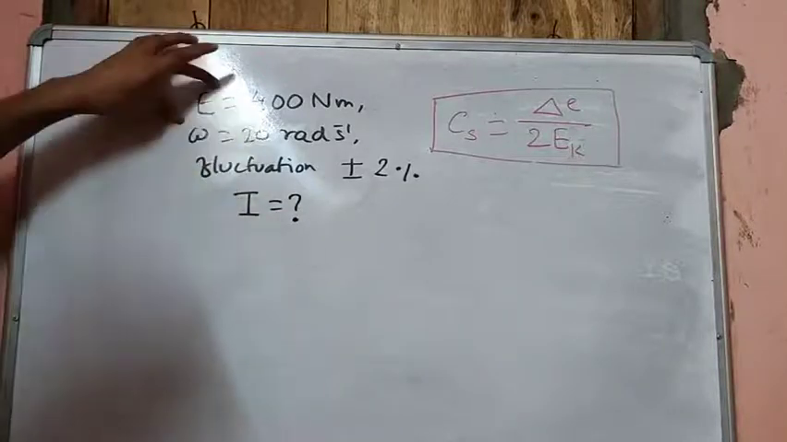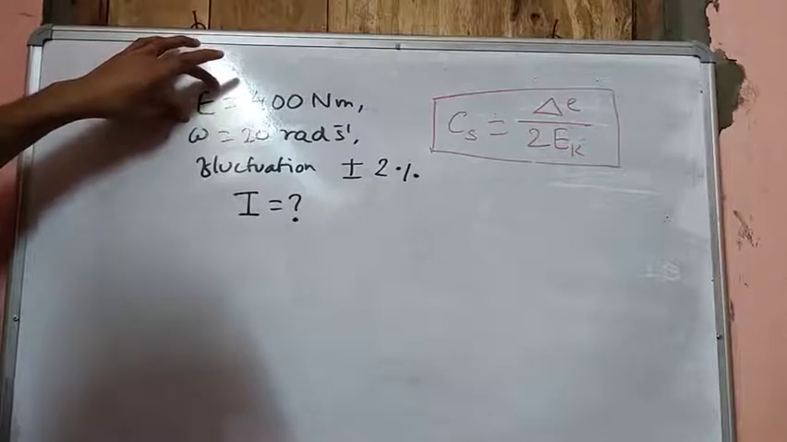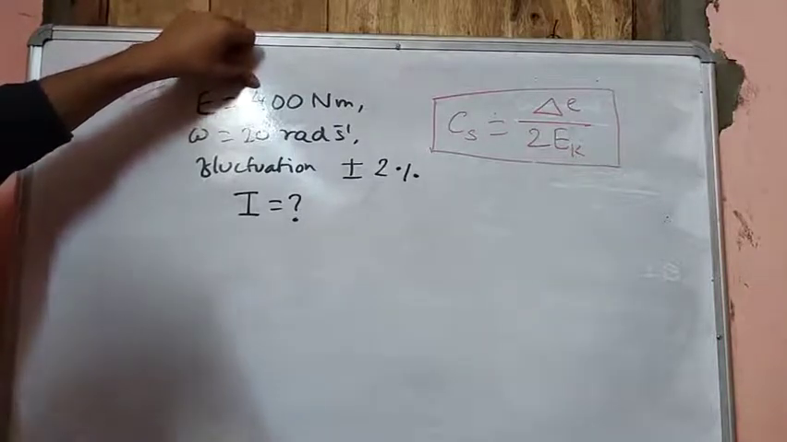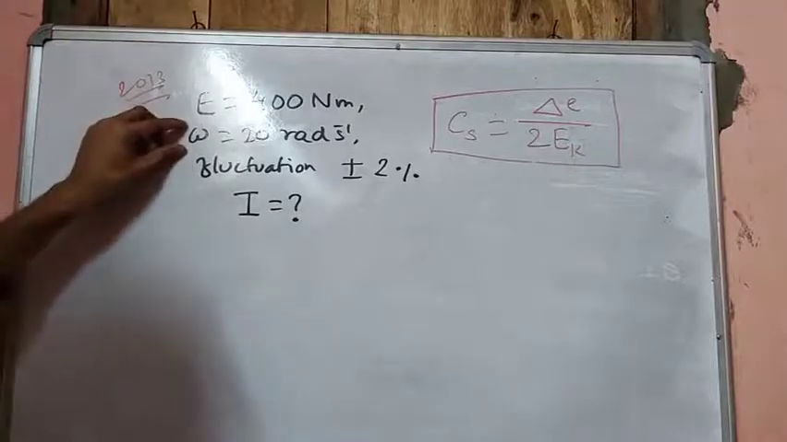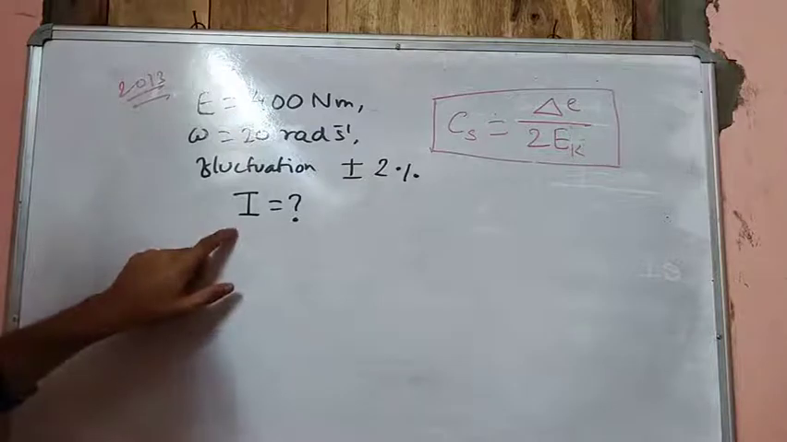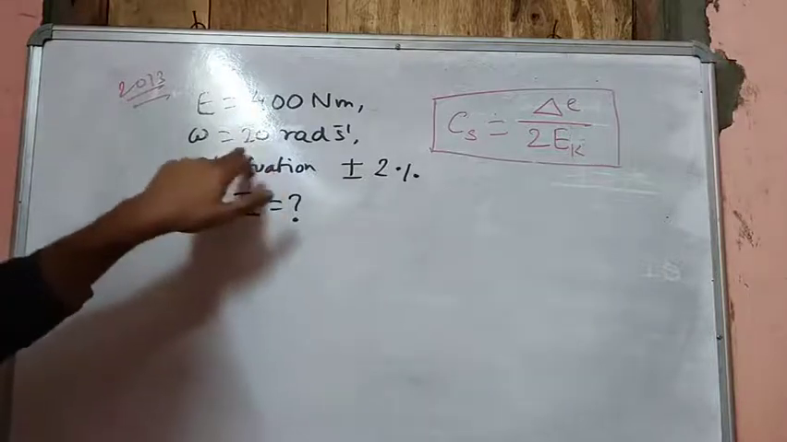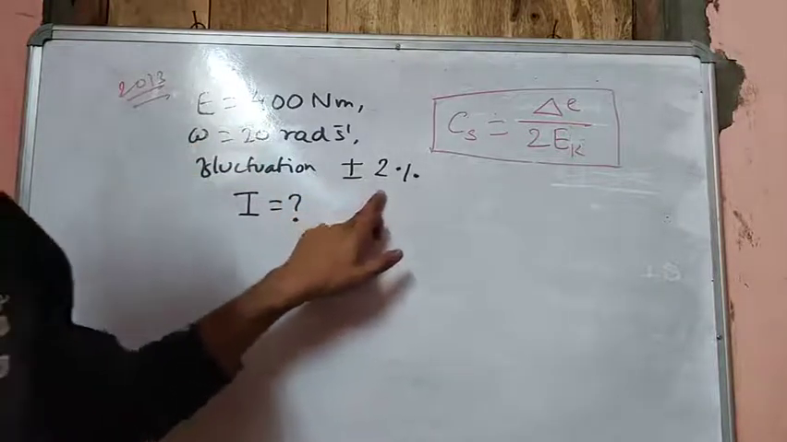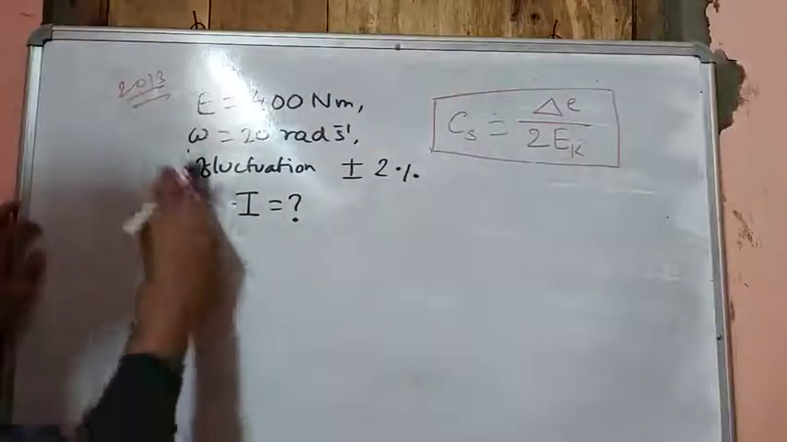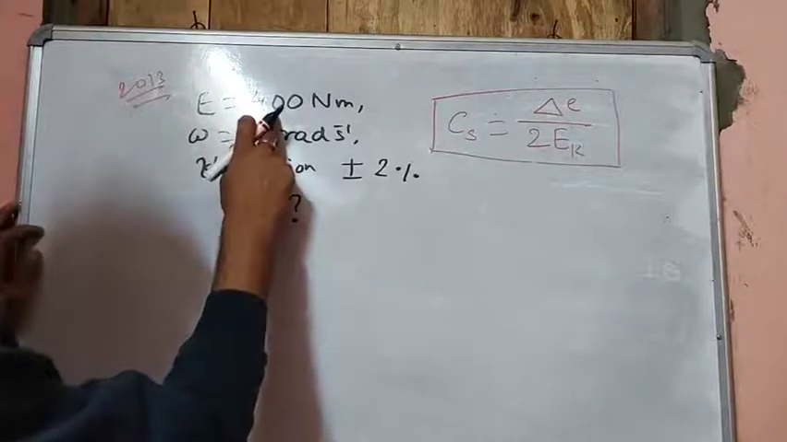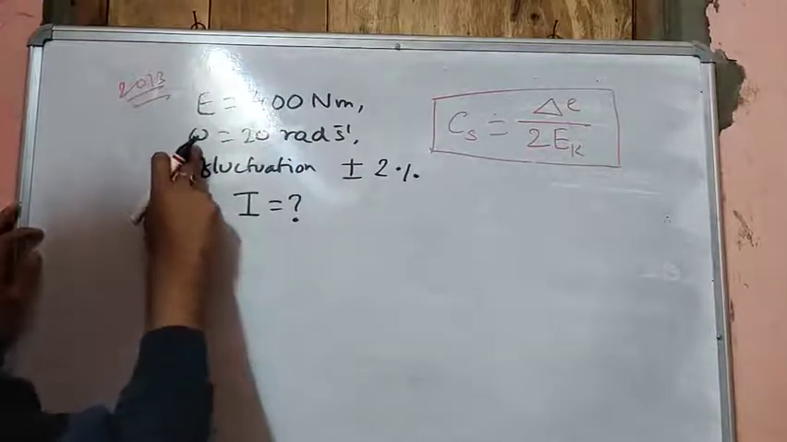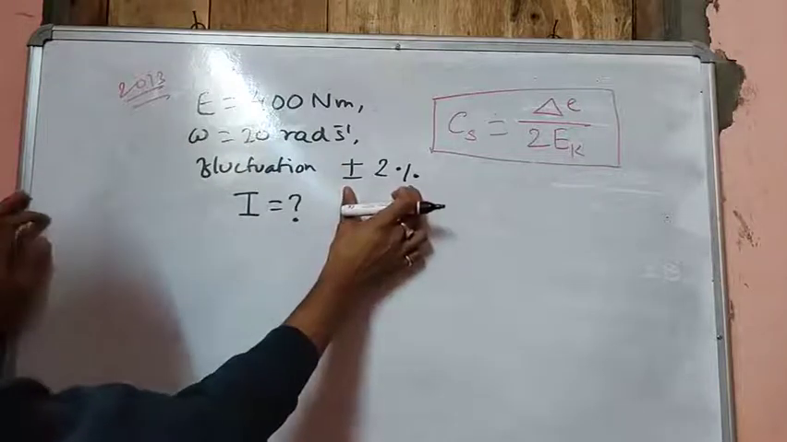If the flywheel has to supply this much amount of energy, 400 Newton meter, the mean angular velocity of the flywheel is given as 20 radians per second. We are required to find the moment of inertia if this flywheel has to limit the fluctuation of angular velocity within plus minus 2% when it supplies this energy.